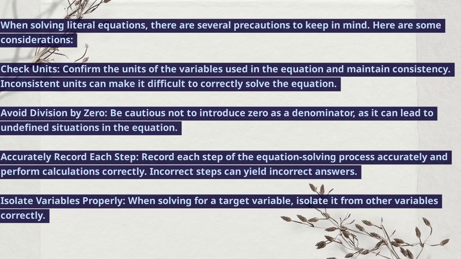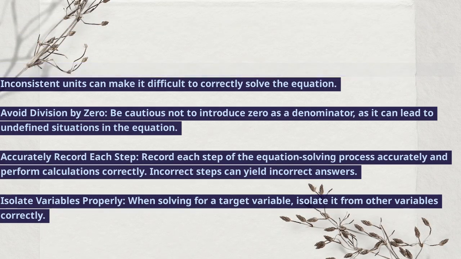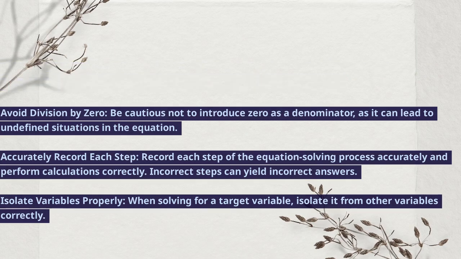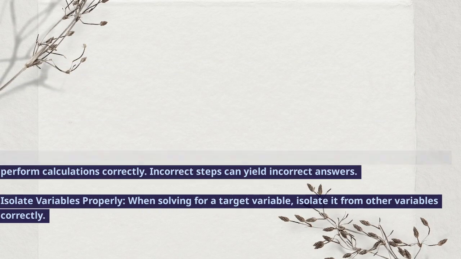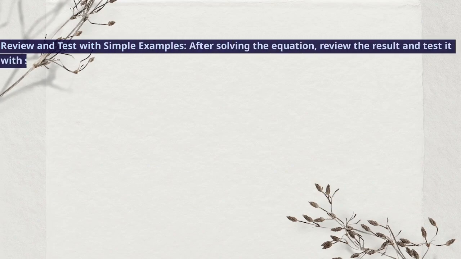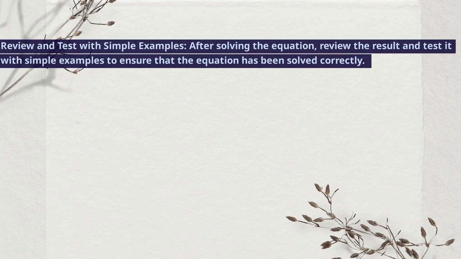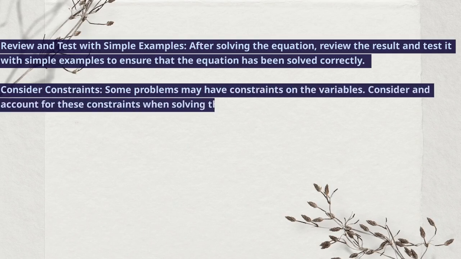Record each step of the equation solving process accurately and perform calculations correctly. Incorrect steps can yield incorrect answers. Isolate variables properly. When solving for a target variable, isolate it from other variables correctly. Review and test with simple examples. After solving the equation, review the result and test it with simple examples to ensure that the equation has been solved correctly.